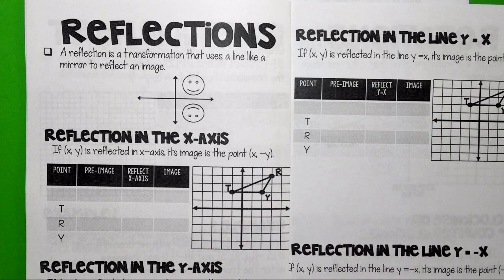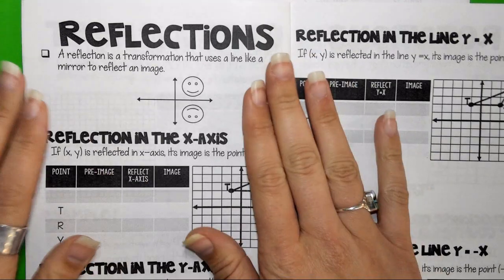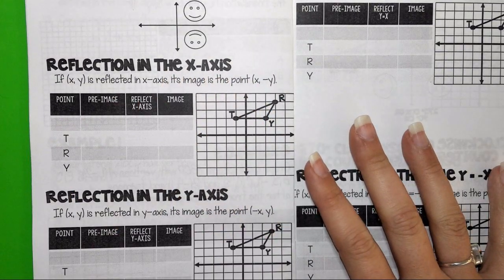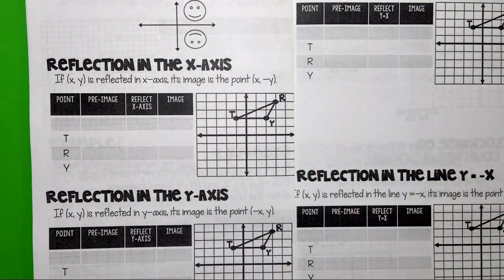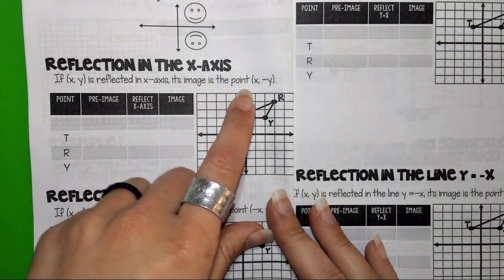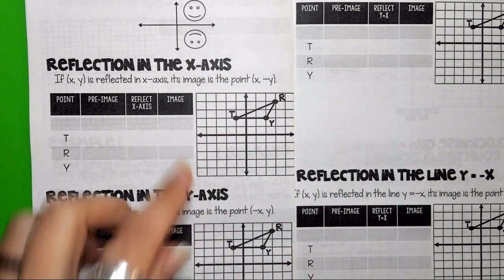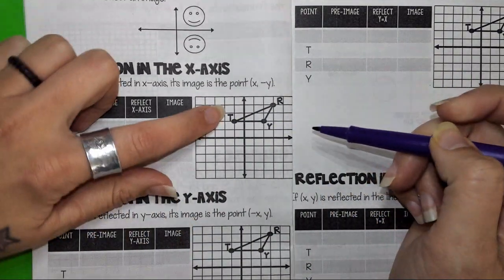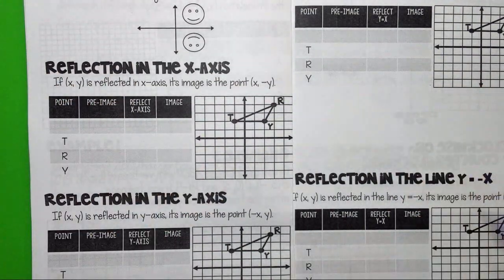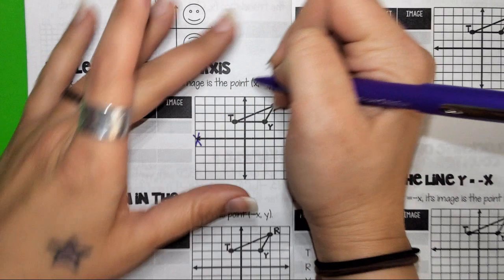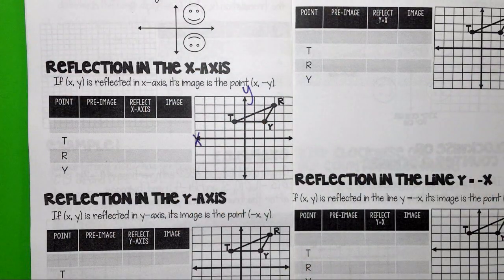Yes, the parent function y equals x that I taught you how to graph last year. Okay. So what we're going to do today is we're going to start with the x-axis. So if x, y is reflected in the x-axis, its image is the point x, negative y. Because that means it just flips across this x-axis, right? So all of your x values stay the same, but what changes? The y values. So label this x, label this y.